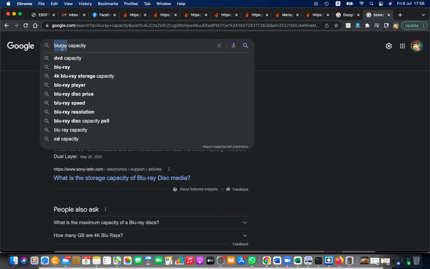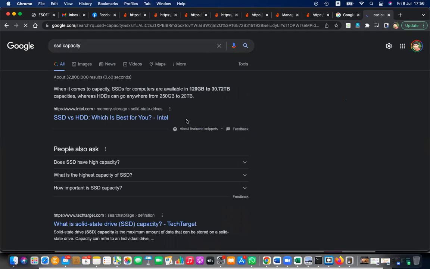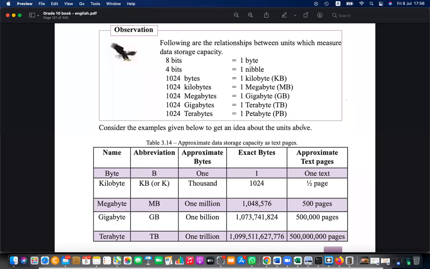And what about SSD? Now you have terabyte SSDs, from gigabyte to terabyte, and hard disk drives. What about network capacities? Network capacities can even be terabytes, petabytes, exabytes, zettabytes, yottabytes. So there are more, but that is not here.